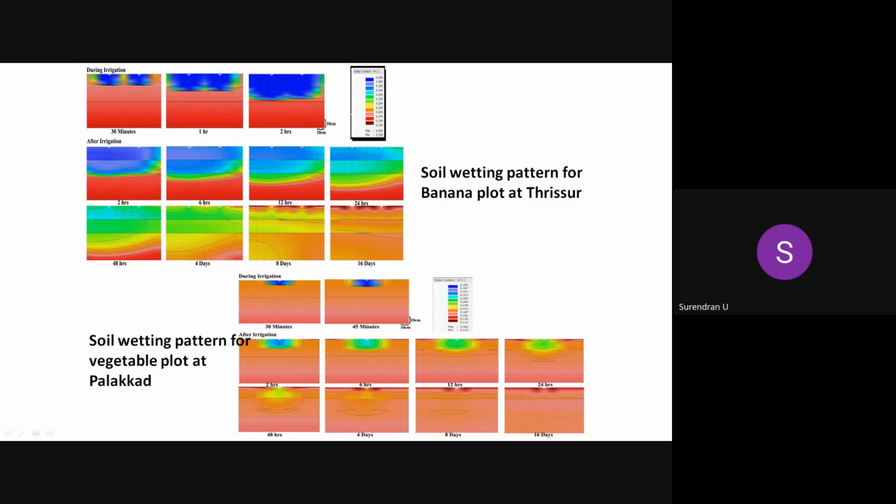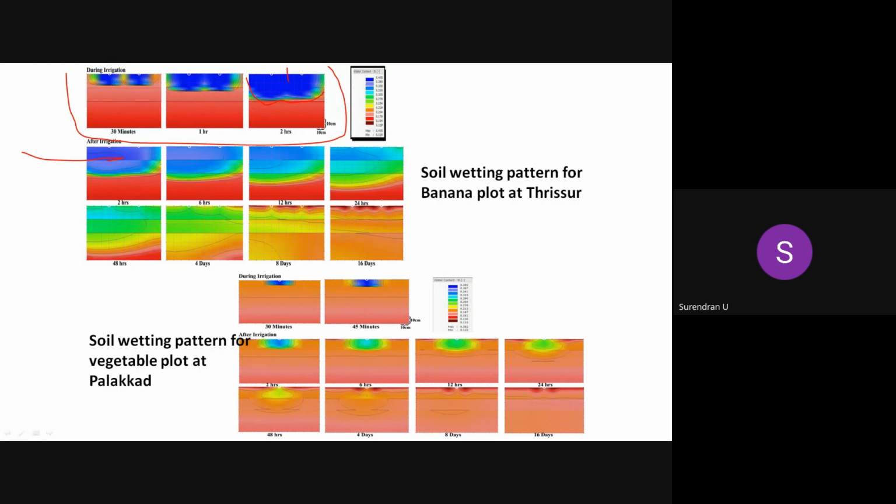So in this case, you can see the soil wetting pattern for the banana plot. Initially we collected the soil samples from that particular location, and then we modeled it. So you can see, during the irrigation process, if suppose the farmer is irrigating for 2 hours, how the soil moisture pattern is there. This is 2 drippers for 1 banana.